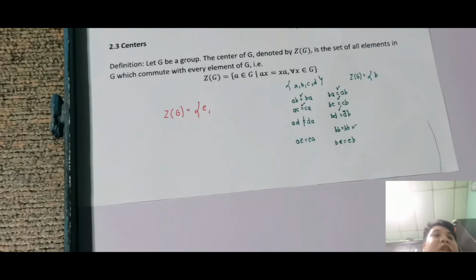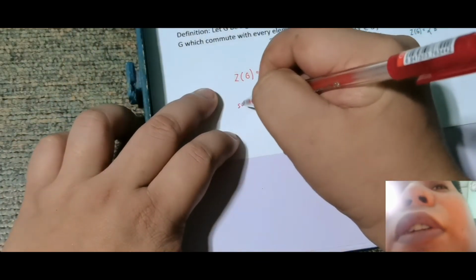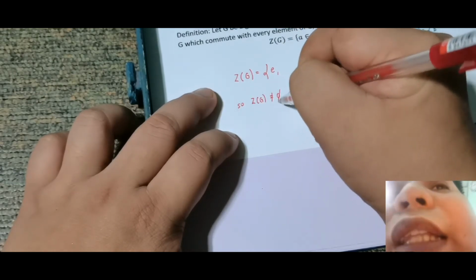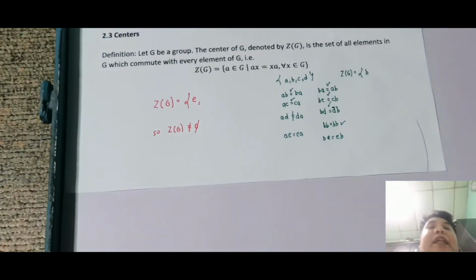So, ibig sabihin, C of G is non-empty. Tandaan nyo ha. So, lagay ko lang no. So, C of G is non-empty. Tandaan yan dahil dito. Sure akong may laman siya, which is the identity element. Okay, so now, proceed tayo sa konti.